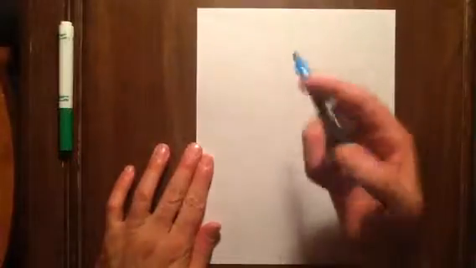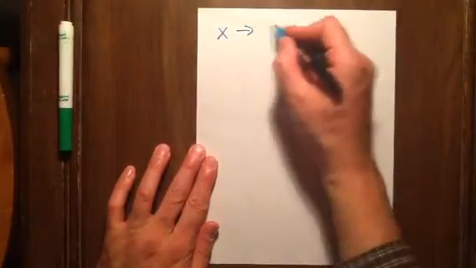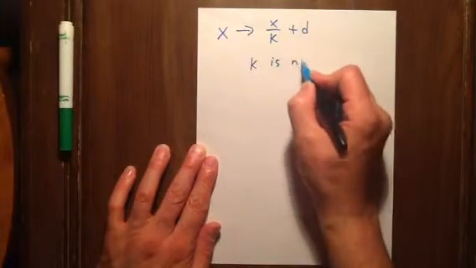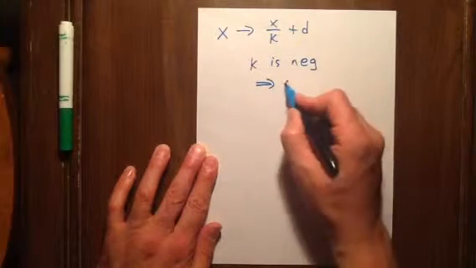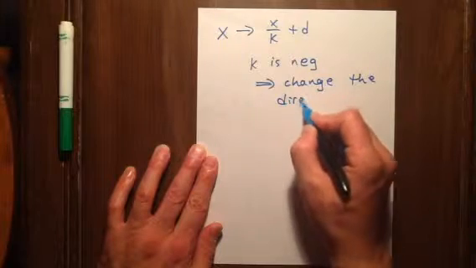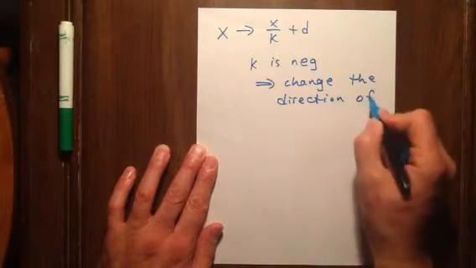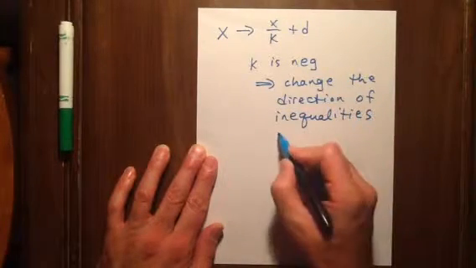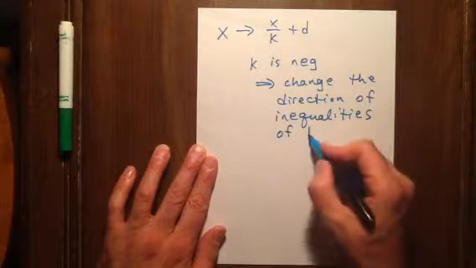And so the most complicated part for a lot of people is remembering when to change the direction of the inequality. And so the trick is as follows. We want to make sure that x always maps onto x over k plus d, and if k is negative, then that will imply change the direction of the inequalities in the domain. And of course, we want to make sure that we order it so it goes least to greatest, because that's the standard.